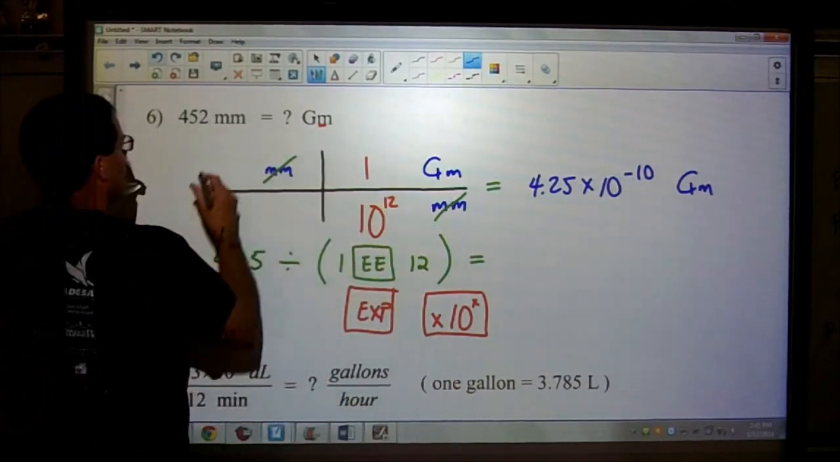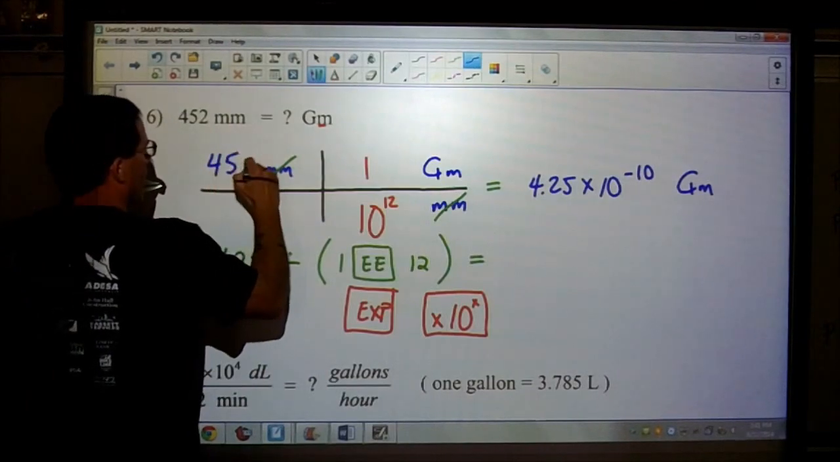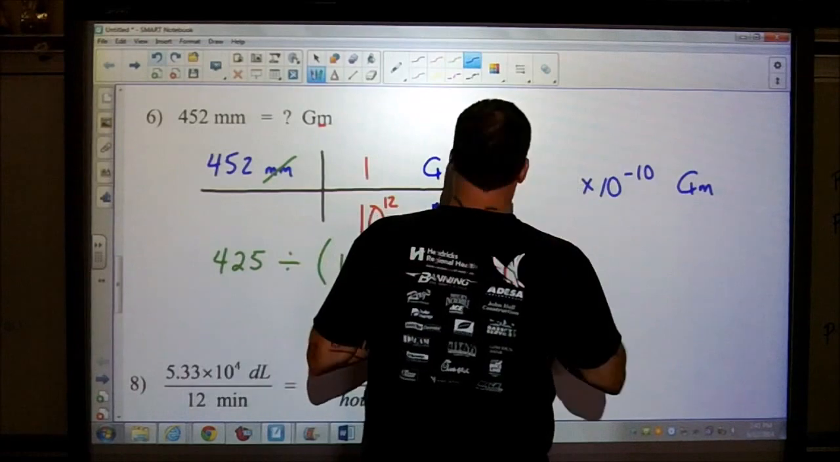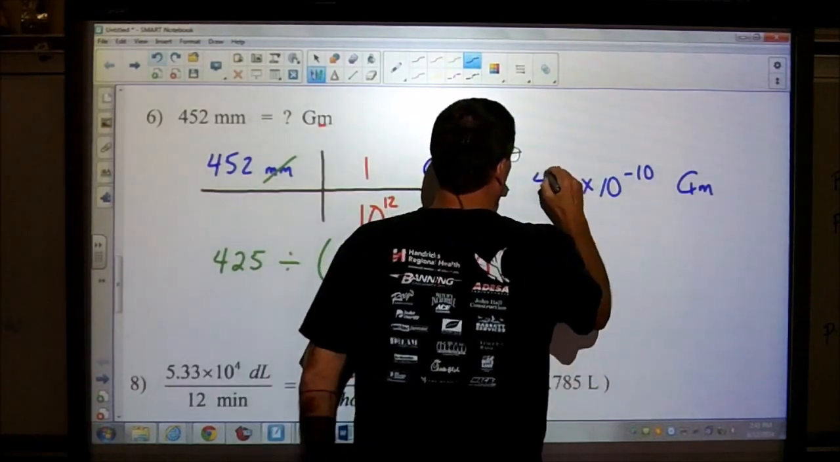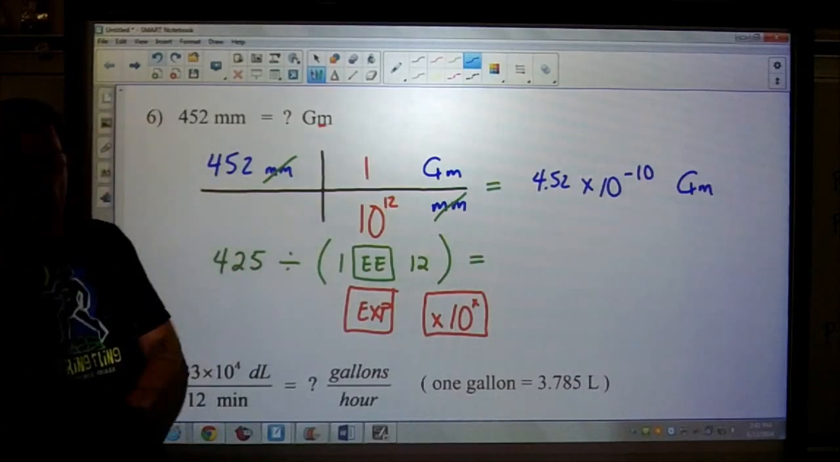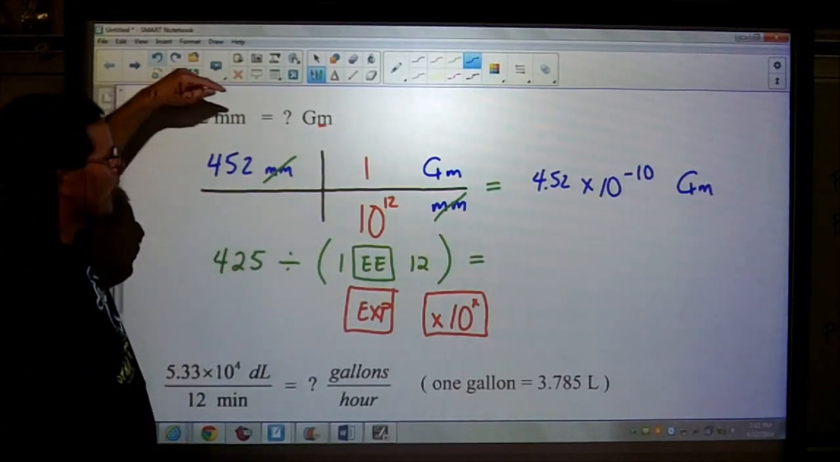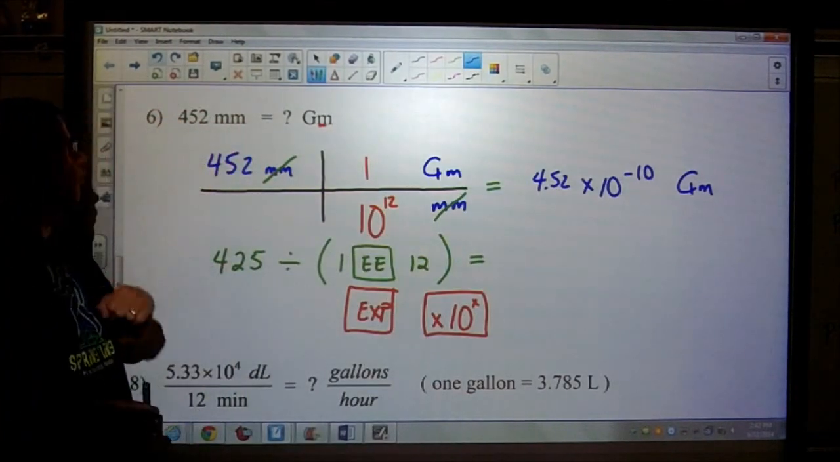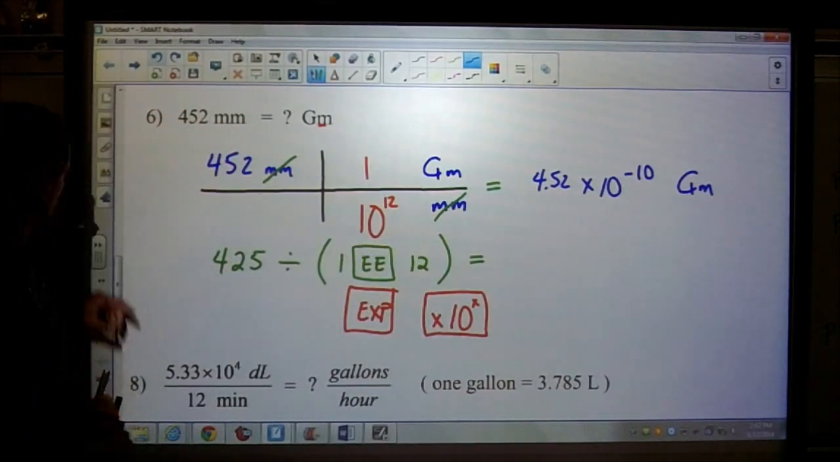Let's fix that. A little dyslexia there. Okay, so that's an easy fix. So 4.52. There we go. All right, so I'm not going to rework all that, but yeah, there's 4.52 times 10 to the negative 10 gigameters in 452 millimeters.